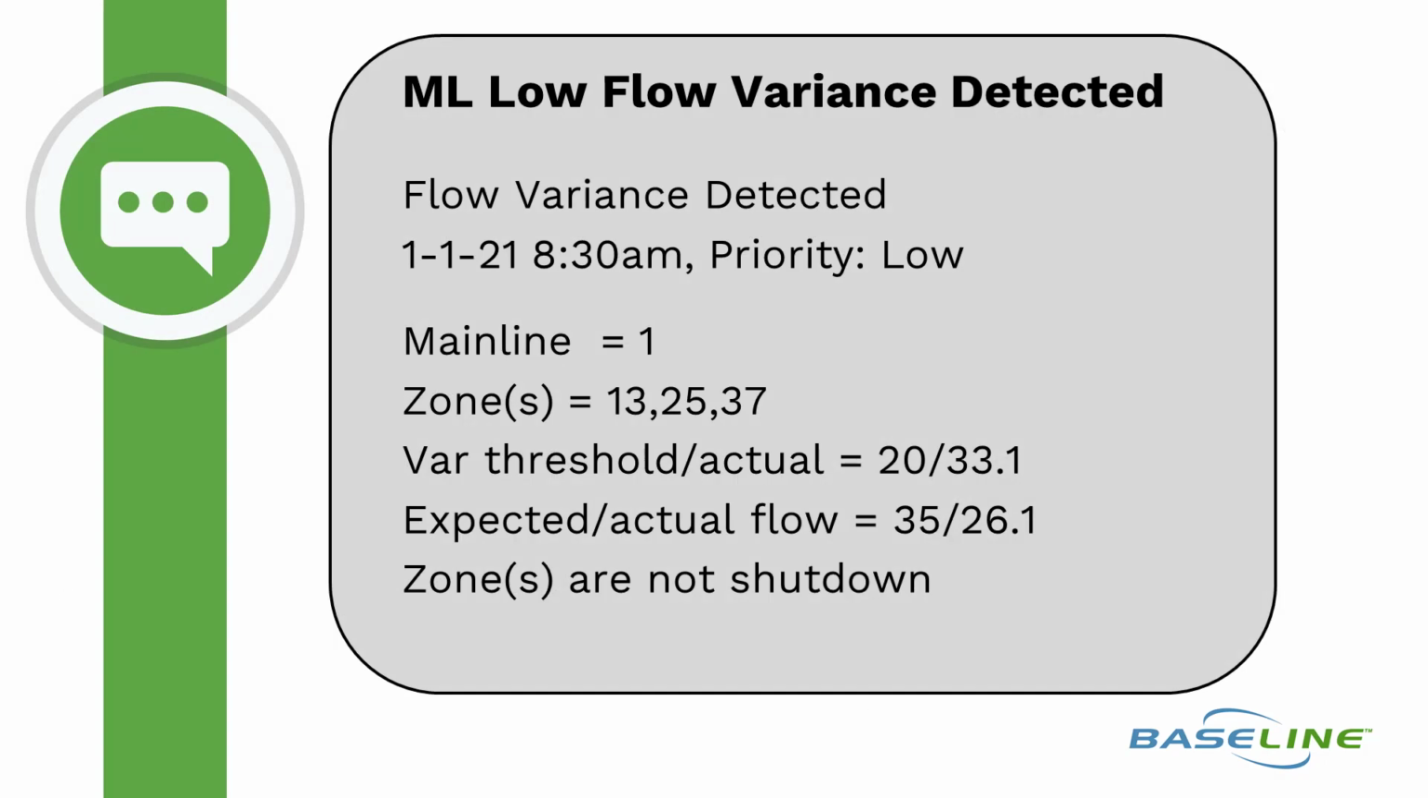Looking at the message again, we see that zones 13, 25, and 37 are the suspects. Notice that the variance threshold is measured as a percentage. The controller was allowing a 20% variance, but actually saw a 33.1% variance. The expected and actual flows are measured in gallons per minute. The controller expected 35 GPM from zones 13, 25, and 37 combined, when in fact it only saw 26.1 GPM. Remember, this is a low flow variance.